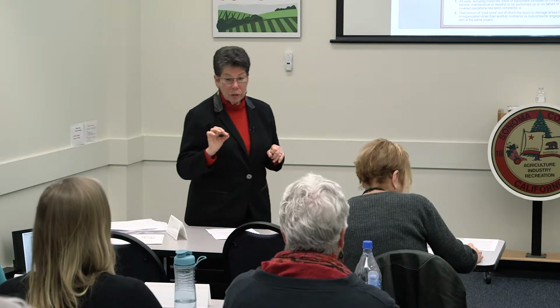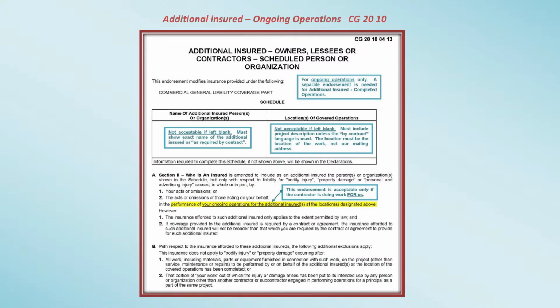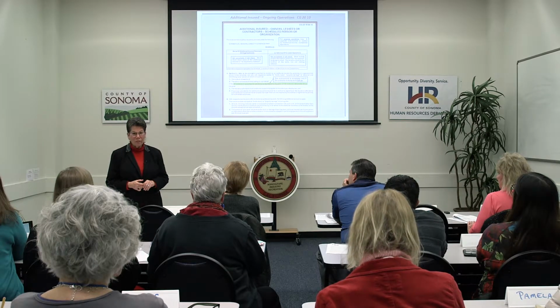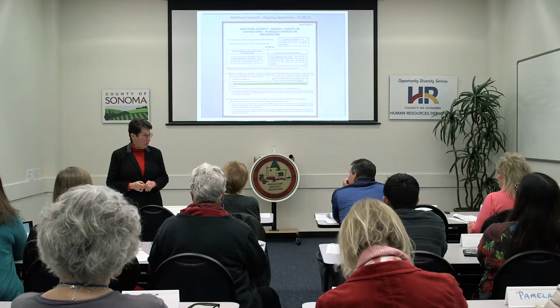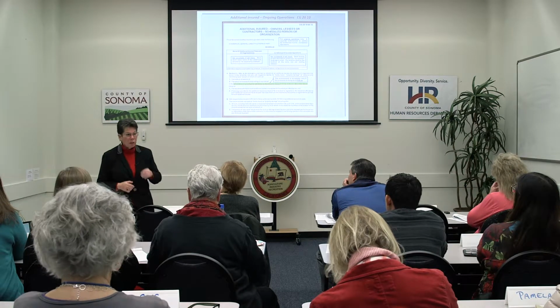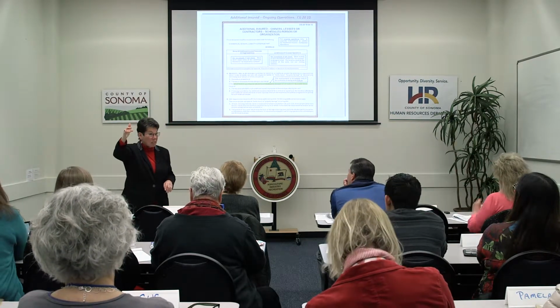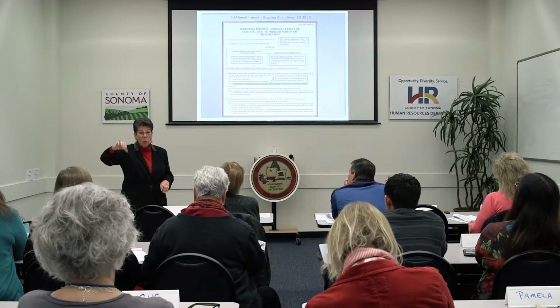One word of caution. The right-hand box, location of covered operations, if you're talking about a contractor, that's not your office, unless they are remodeling your office. But if you have hired a contractor to do work somewhere else, we want the job location. And you could put all kinds of things, like work as specified under contract 42376. That would work. But what you don't want is your office there unless they're doing the work at the office.